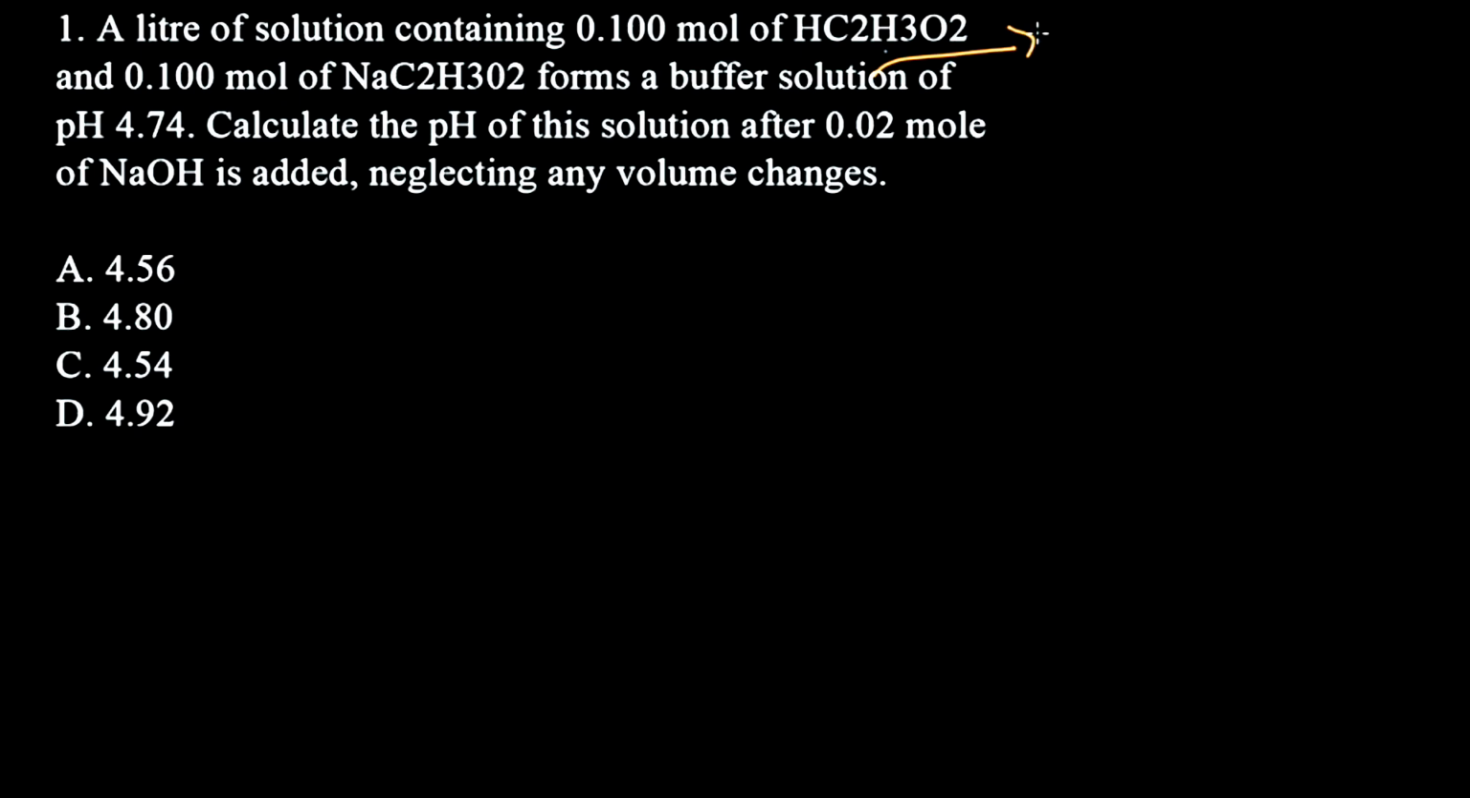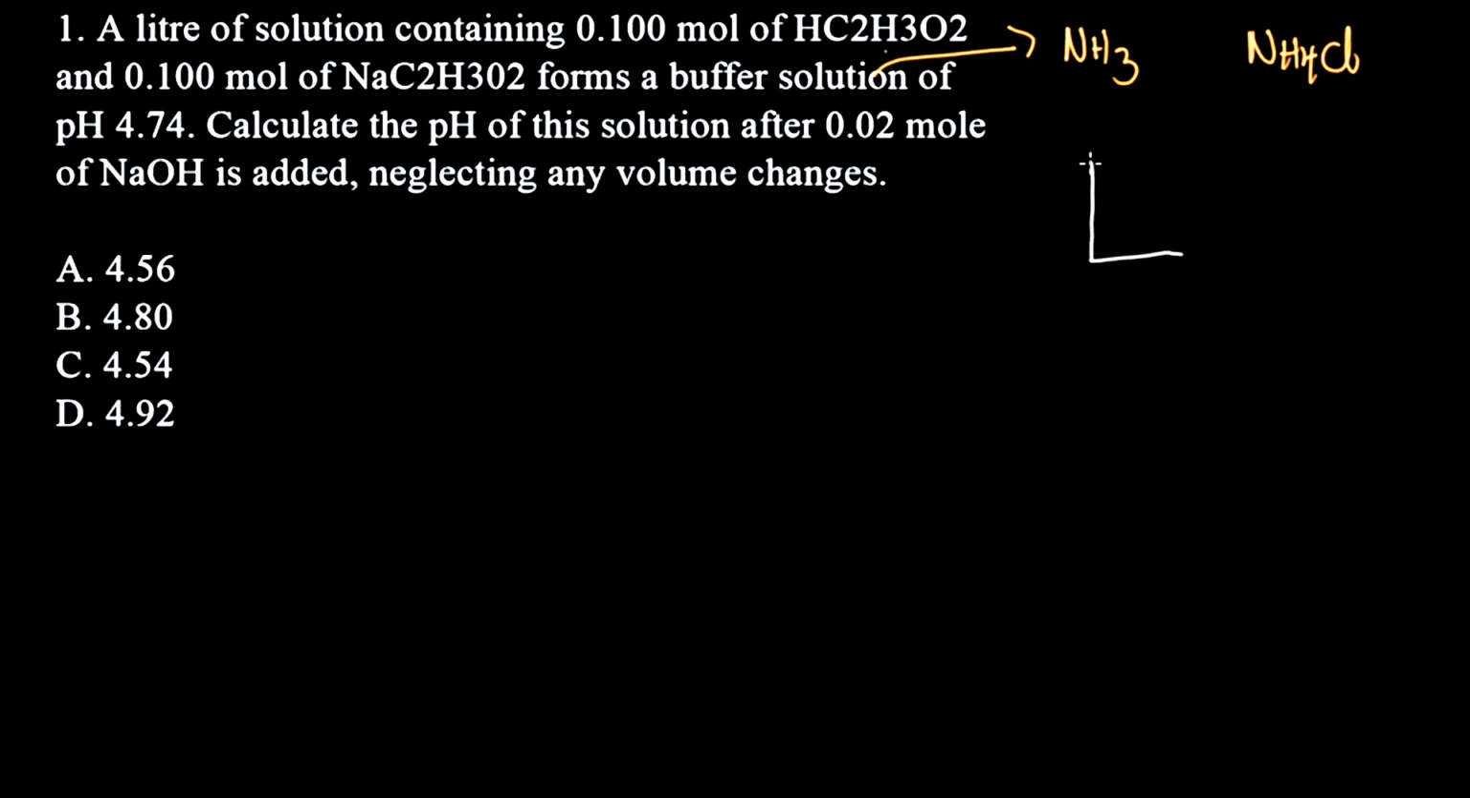It can also be a solution of weak base like ammonia and its salts like NH4Cl. So these are examples of buffer solution. So we are told to calculate the pH of this solution. Initially, the pH of the buffer solution was 4.74. We are told to calculate the pH of this solution after we add a certain amount of a base, sodium hydroxide.